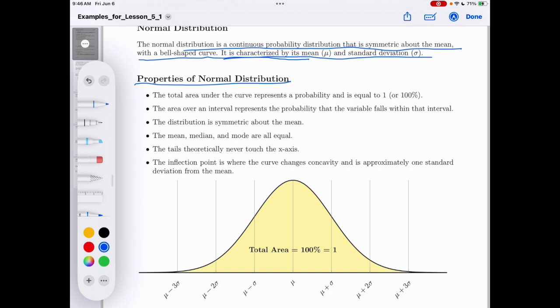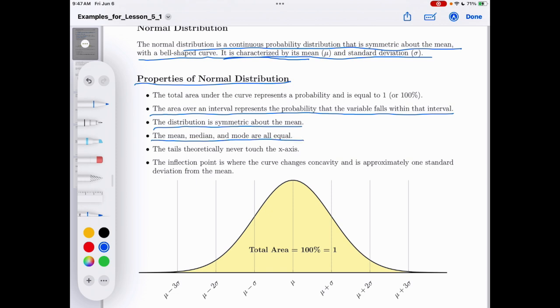So, properties of the normal distribution that are very important. The total area under the curve represents the probability, and it should add up to 1 or 100% because the total amount of the area under the graph should be the total amount of the probability. The area over an interval represents the probability that the variable falls within that interval. The distribution is symmetric about the mean. We just mentioned that, but it's very important because we can use the symmetry to answer probability questions, which we're going to get into here in a minute.